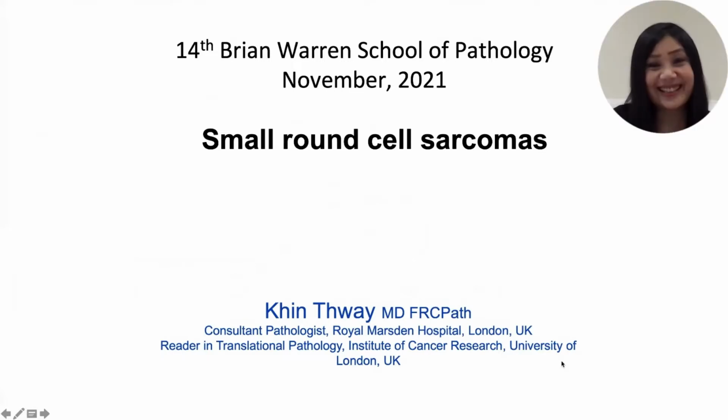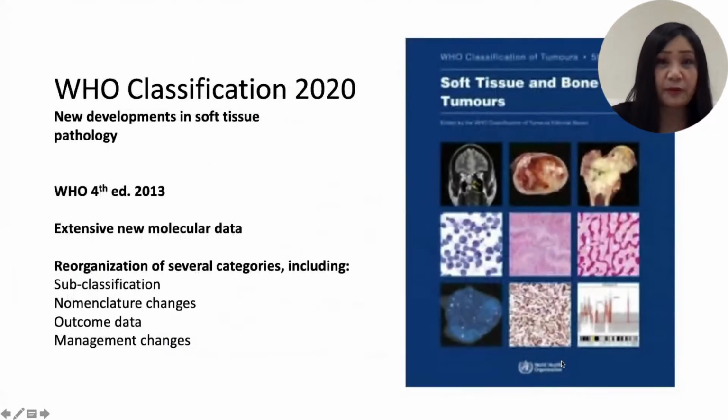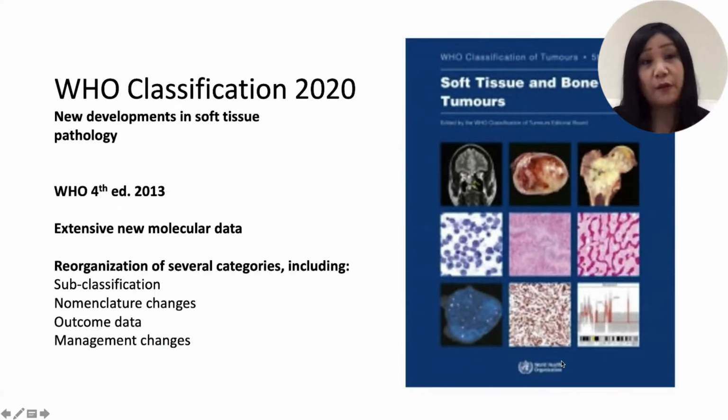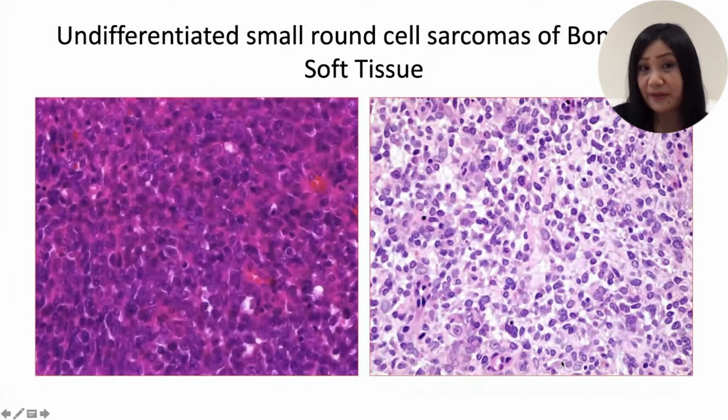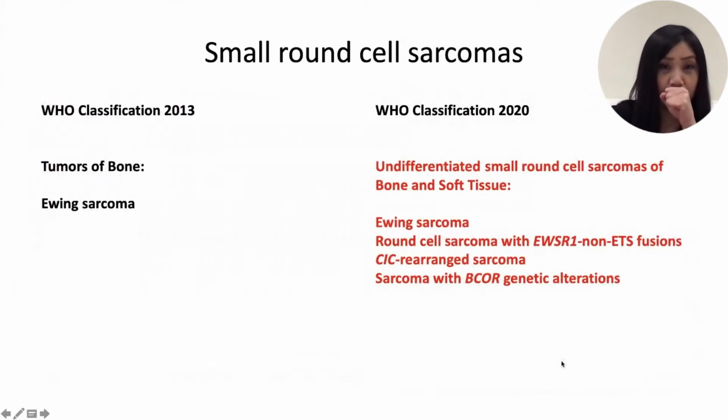Thanks, everyone. So the next talk is on small round cell sarcomas. Of course, this current WHO classification has come 8 years after the previous 4th edition. And as we all know, since then, there has been a wealth of new molecular data, and that's led to the reorganization of several categories. One of the entities that has benefited the most from this has been the category of undifferentiated small round cell sarcomas of bone and soft tissue.